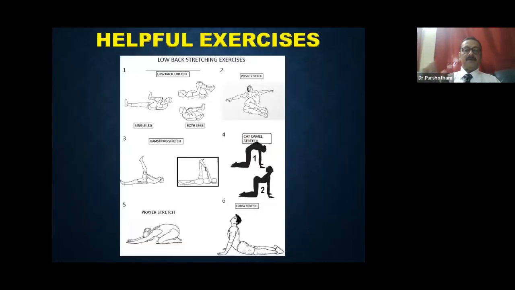On the last picture, I'll tell you a helpful exercise. These are the core stability exercises. This is one of the best exercises I would recommend. Very simple for them to do. The physiotherapist might try to do too many exercises.